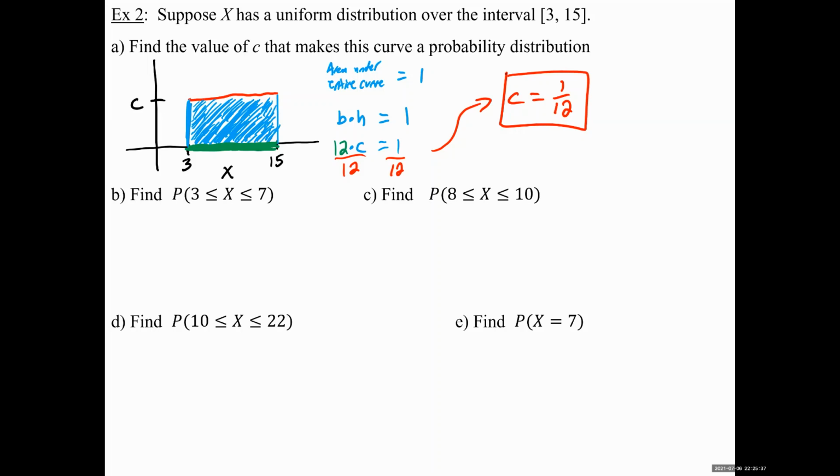All right, now let's do these other ones. Part B, find the probability that x is between 3 and 7. Again, we have a bag of numbers. This is communicating some information about that bag. And I'm saying, what's the probability if you were to draw a number out of the bag, you get a number between 3 and 7.